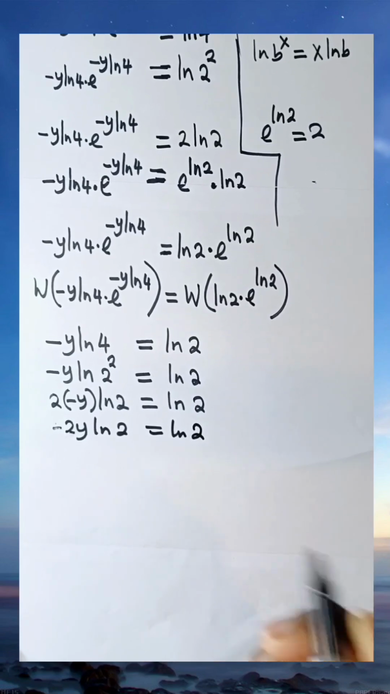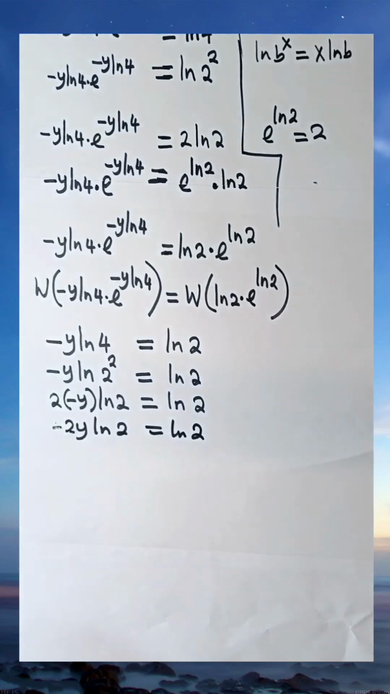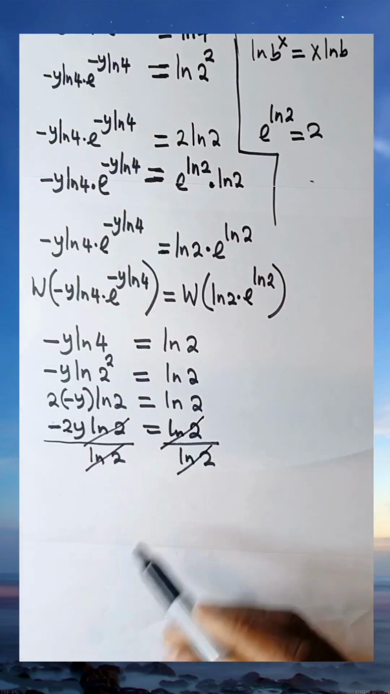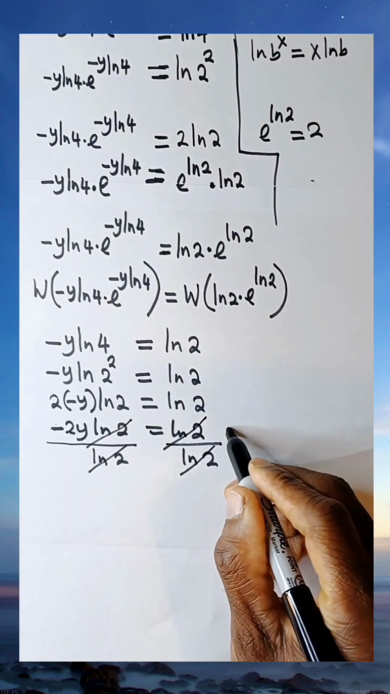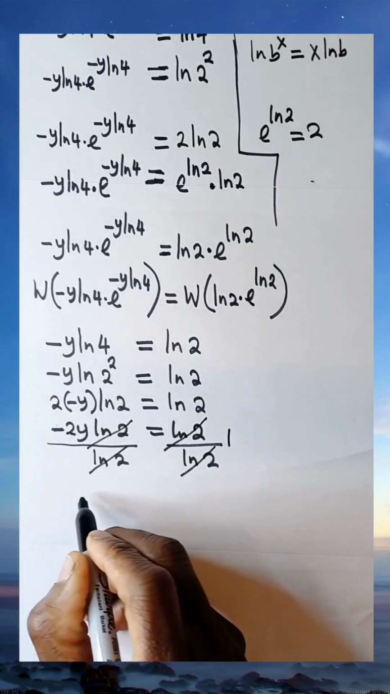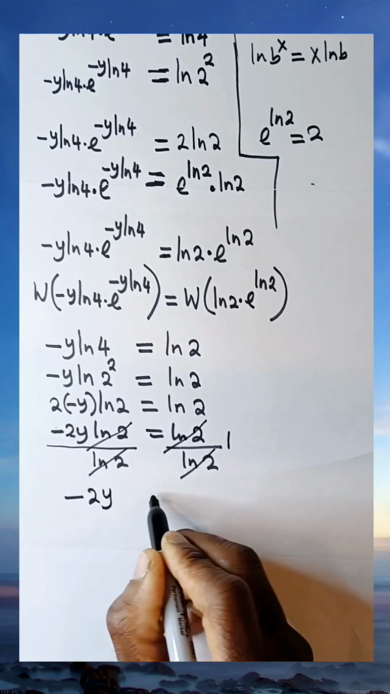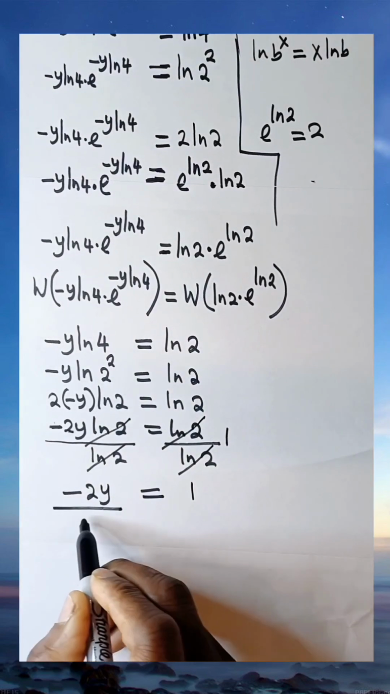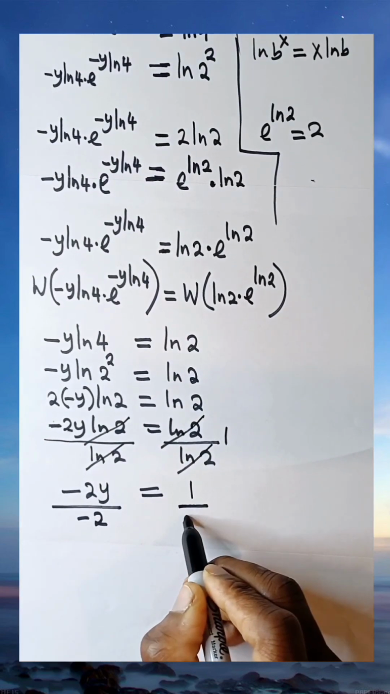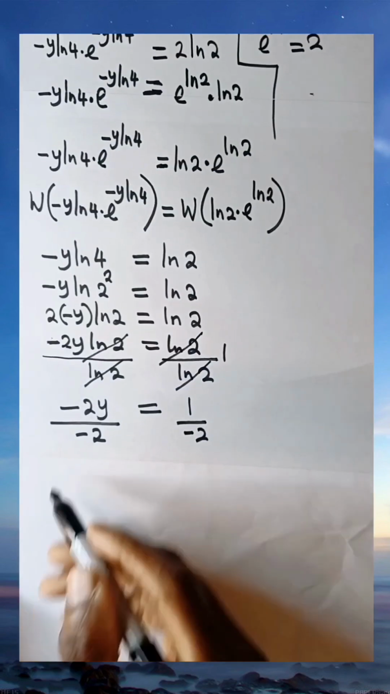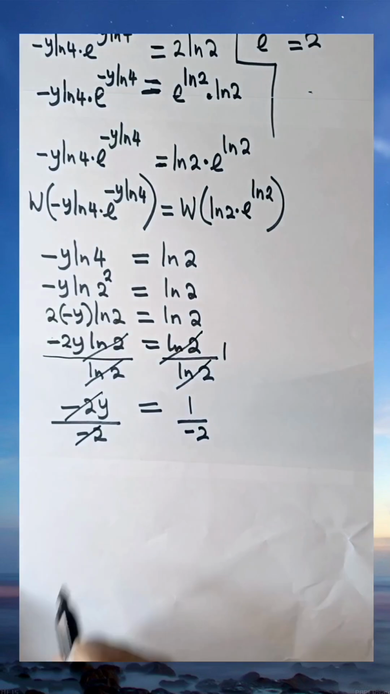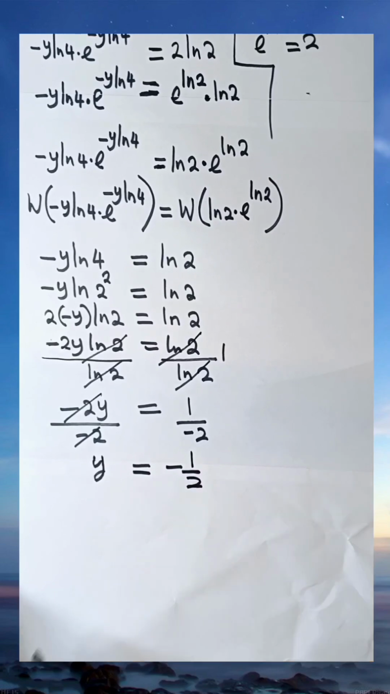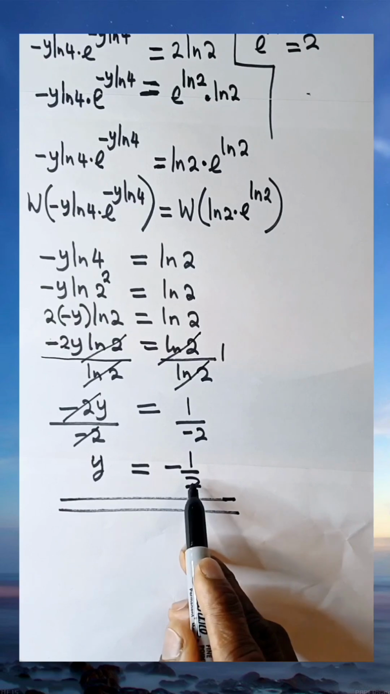Now, let us divide both sides by the natural log of 2. The natural log of 2 will cancel out to the natural log of 2, and natural log of 2 will cancel out to the natural log of 2. We are going to have 1 here. So we have that minus 2y is equal to 1. Let's divide both sides by minus 2. Minus 2 will cancel out with minus 2. We have that y is equal to minus 1 over 2. So the value of y is minus 1 over 2.